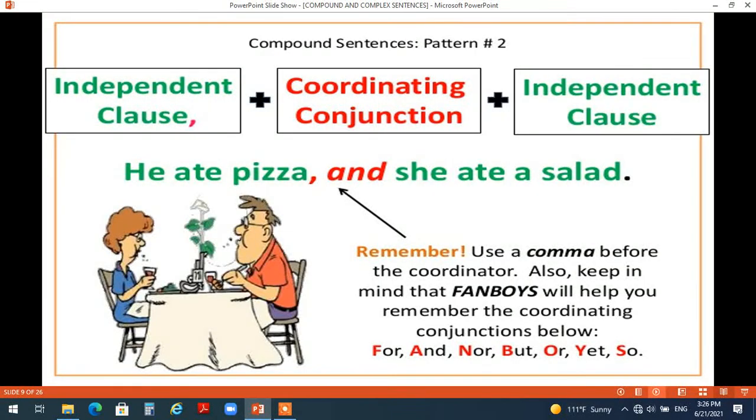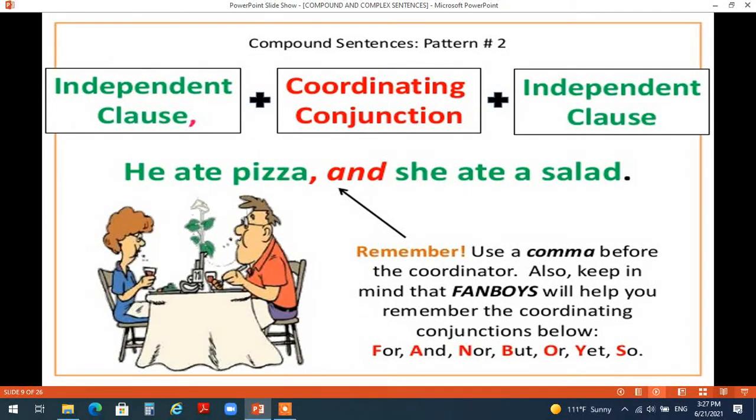Now you can see here the structure of a compound sentence. A compound sentence might be made up of an independent clause plus a coordinating conjunction plus another independent clause. For example, he ate pizza and she ate a salad. Here we have two independent clauses. The first independent clause, he ate pizza, and the second independent clause is she ate a salad.